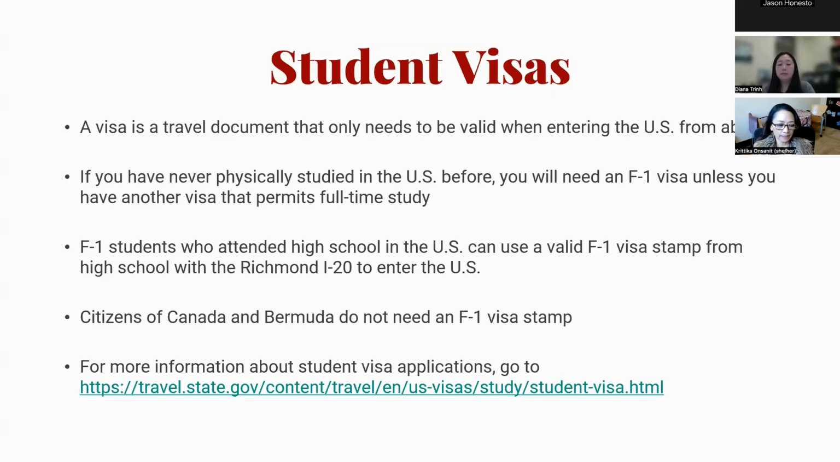Now, if you are a citizen of Canada or Bermuda, lucky for you, you don't need that F1 visa stamp. So you don't need to bother with going to the US consulate or embassy in your country and applying for the visa stamp. But you're still going to need that I-20 from Richmond. And if you have any questions about the student visa application process, we've provided the link below.